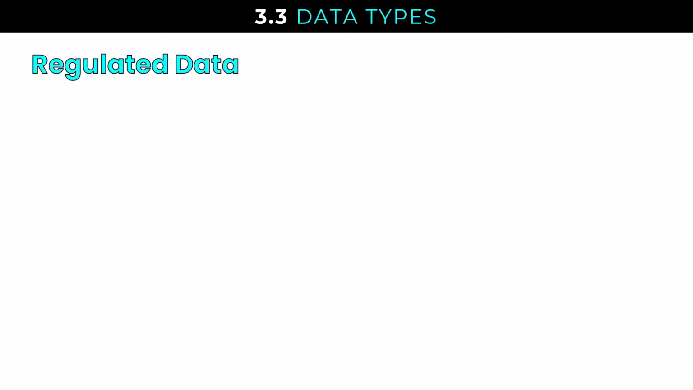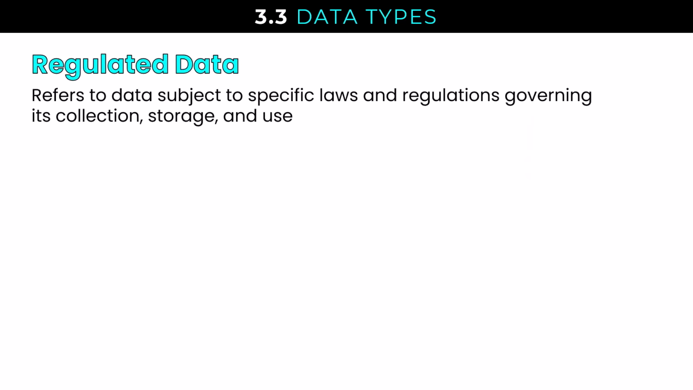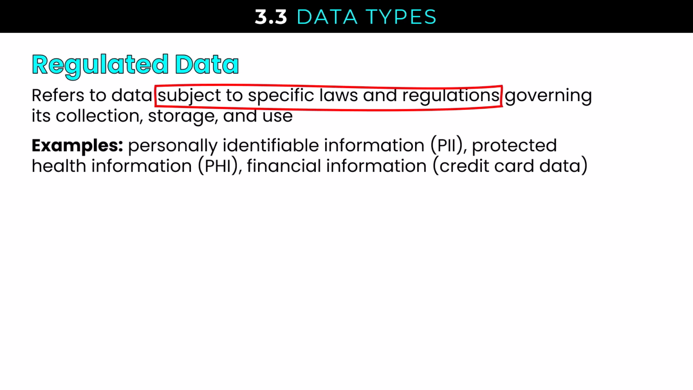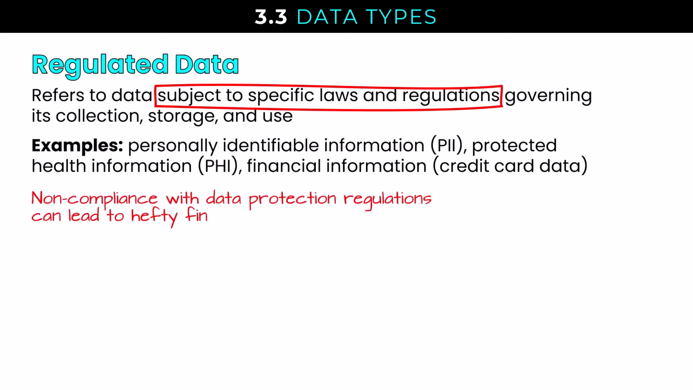Starting with data types, we have regulated data. This is data subject to specific laws and regulations governing its collection, storage, and use. A few examples here would include personally identifiable information, or PII, protected health information, PHI, or financial information like credit card data. It's worth noting that organizations that fail to comply with data protection regulations with regards to regulated data like this can face hefty fines and penalties.